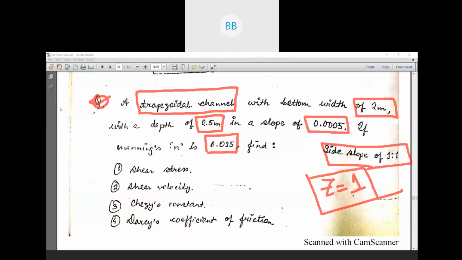Okay. So you write the question: a trapezoidal channel with bottom width of 2 meter, with a depth of 0.5 meter in a slope of 0.0005. If the Manning's n is 0.015, and side slope is 1:1, find number 1 shear stress, number 2 shear velocity, number 3 Sage's constant, number 4 Darcy's coefficient of friction.